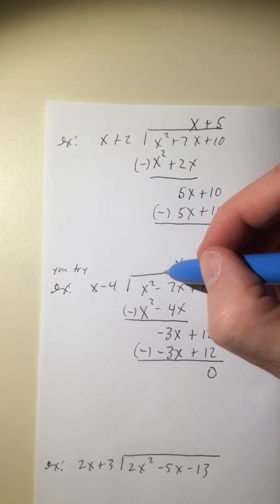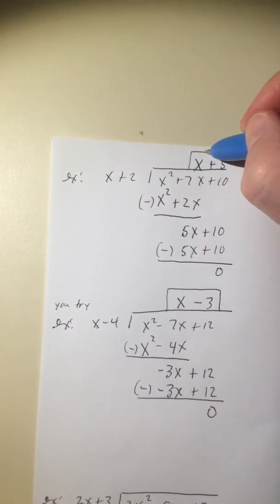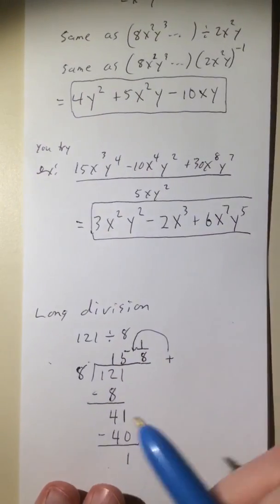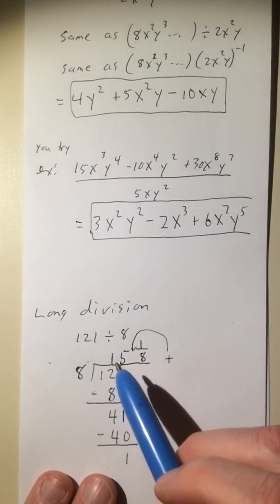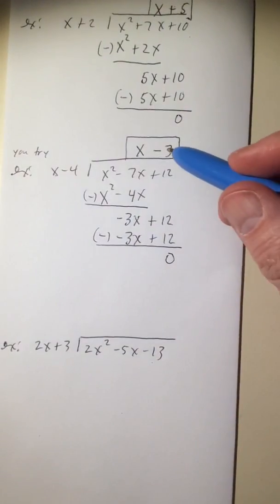That's not our answer. Our answer is actually right up here. I forgot to put a box around that. Just like when we did the long division problem, 8 goes into 121, 15 times and an eighth, 15 and an eighth. So the answer is up here on the top.